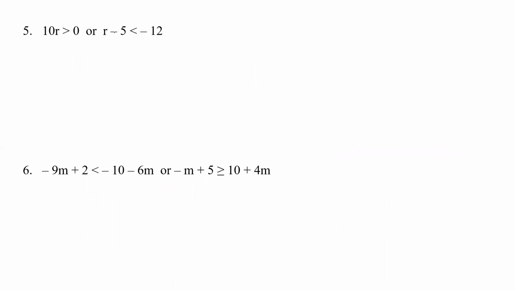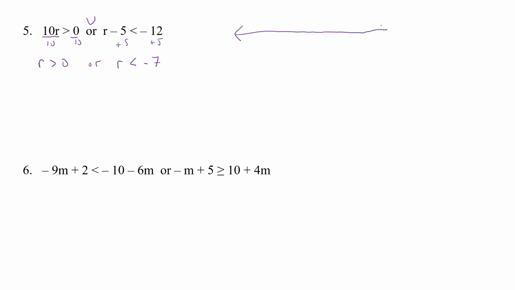All right. Now we've got or. So remember, or is the union. So it's going to be either in this one, or it's going to be in this one, or it's going to be in both. All right. So first we have to solve this one. Well, to get r by itself, we have to divide by 10. Well, when you divide by 10, we still just get 0. So r is going to be greater than 0. Or, now let's add 5 to both sides. R is going to be less than, now minus 12 plus 5 is going to give us a minus 7.